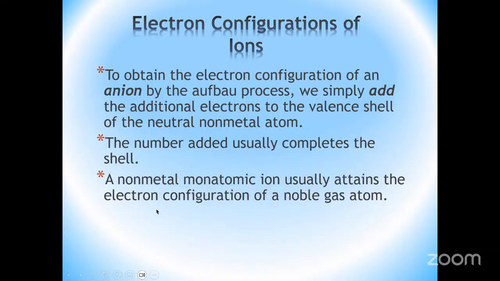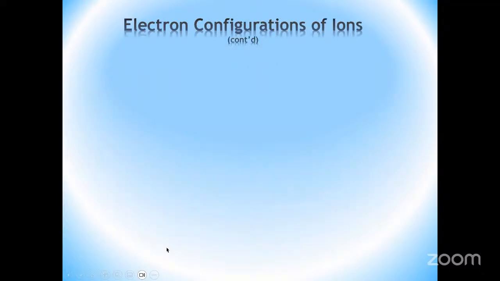And the resulting monatomic ion will end up with, usually again, not always, a noble gas configuration. For example, in the case of the oxide ion, when you add 2 electrons to the oxygen atom, you get a structure with the same electron configuration as neon. In the case of the bromide ion, when you add an electron to the bromine atom, you end up with a structure with the same electron configuration as krypton, all right?